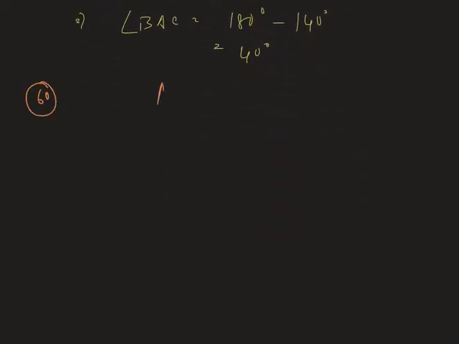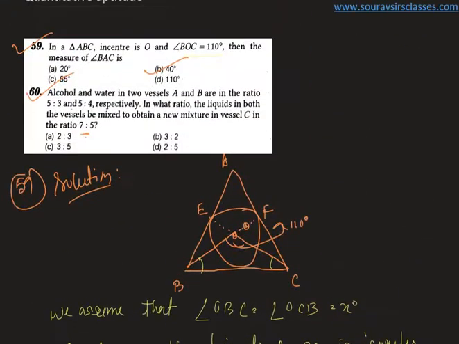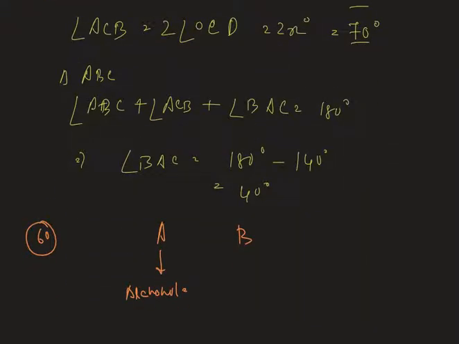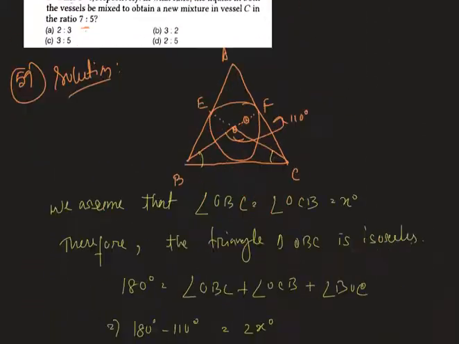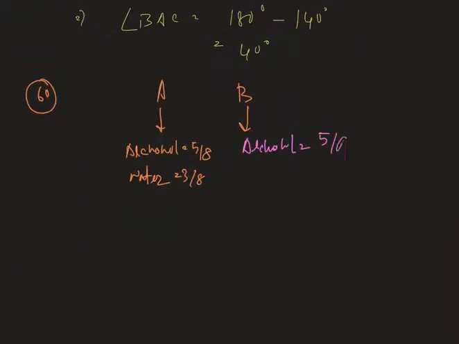So first of all, we have two vessels with alcohol and water. Here the fraction of alcohol is 5/8 and the fraction of water is 3/8. In the other, the fraction of alcohol is 5/9 and water is 4/9.